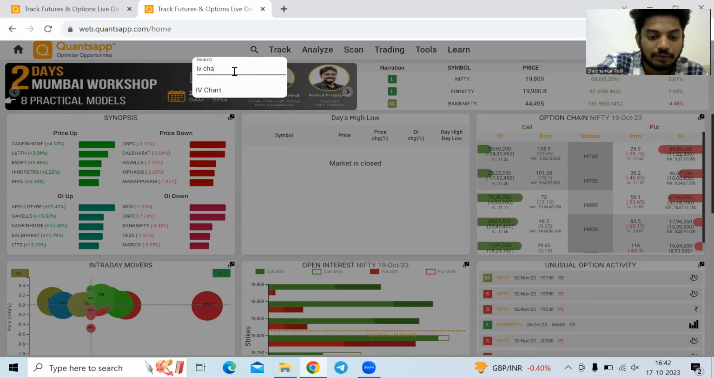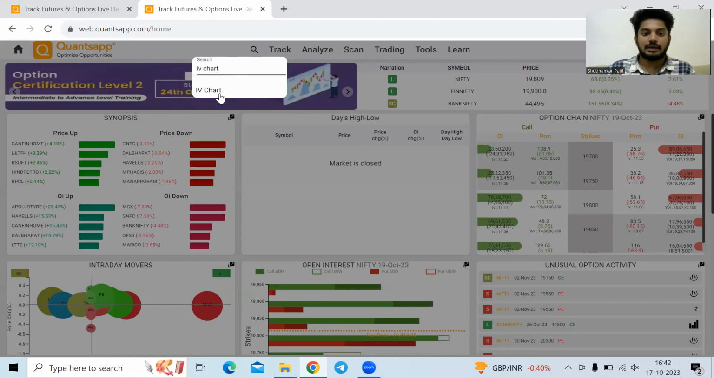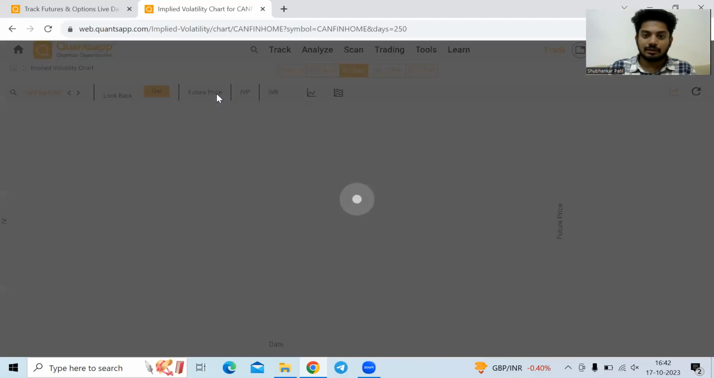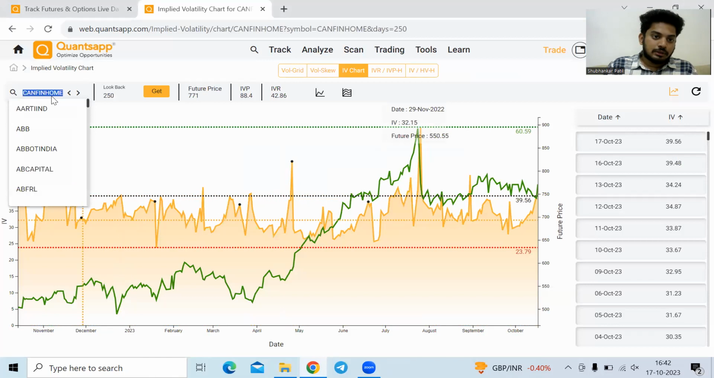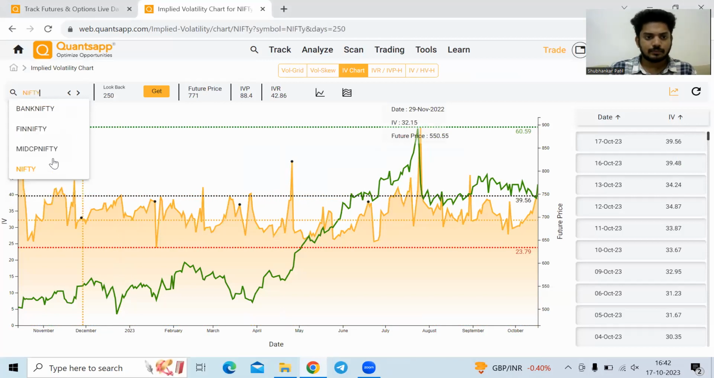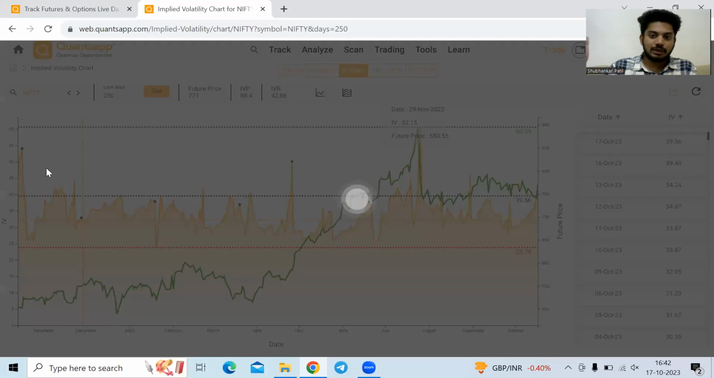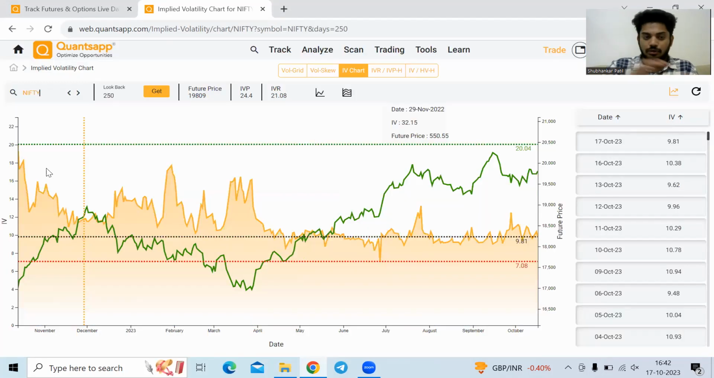For that, I will navigate to the IV chart in the application. The link would be there in the description box below. You can access the IV chart from the search panel, just search for chart, and the IV chart analytic will pop out. Now let's say Nifty. This characteristic will remain the same across all the instruments. It doesn't matter if it is stock options or index options.